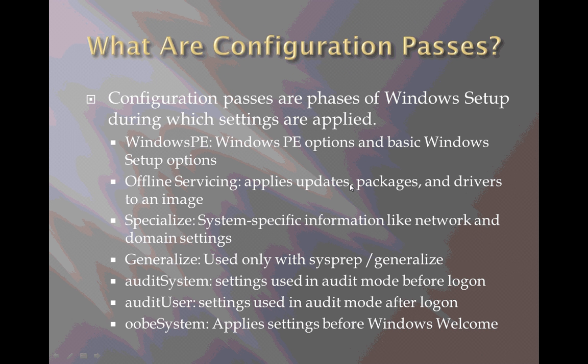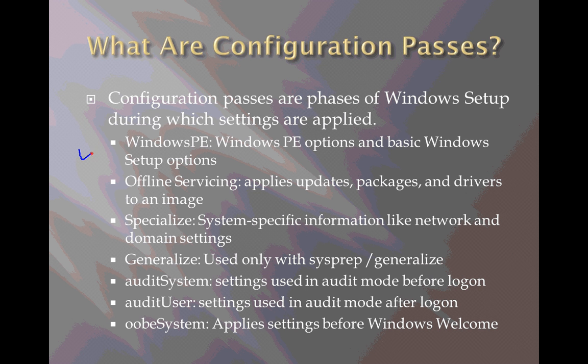They're called configuration passes, and these configuration passes are the phases of Windows setup during which settings are applied. And so when you set a configuration option that's going to be in your unattended answer file, it takes place during one of these seven steps, and sometimes they can only occur during one step, like Windows PE. Other times you might have a choice at which step to apply them. But it helps to have just a basic understanding of what these are all about.